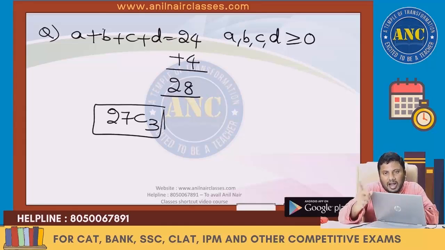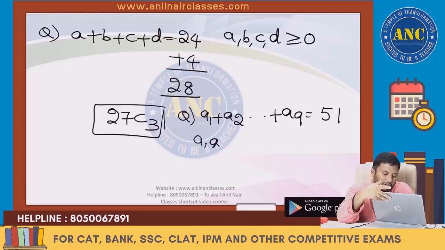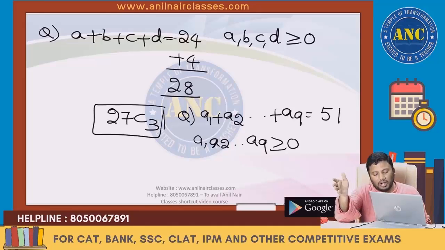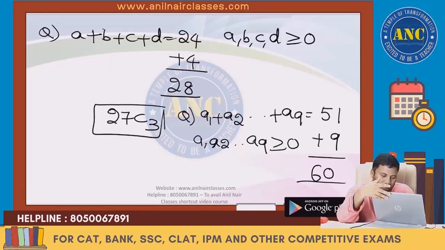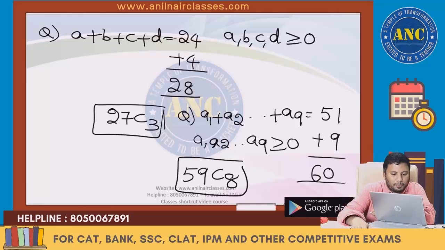If it is 0, add 1, 1, 1, 1. Right? Suppose it is A1, A2 and so on, up to A9, equal to 51. They are all greater than or equivalent to 0. If it is greater than or equivalent to 0, every time I have to add 1. 9 times 1 is added. 51 plus 9, 60. So answer is 59C8. I hope it is clear.